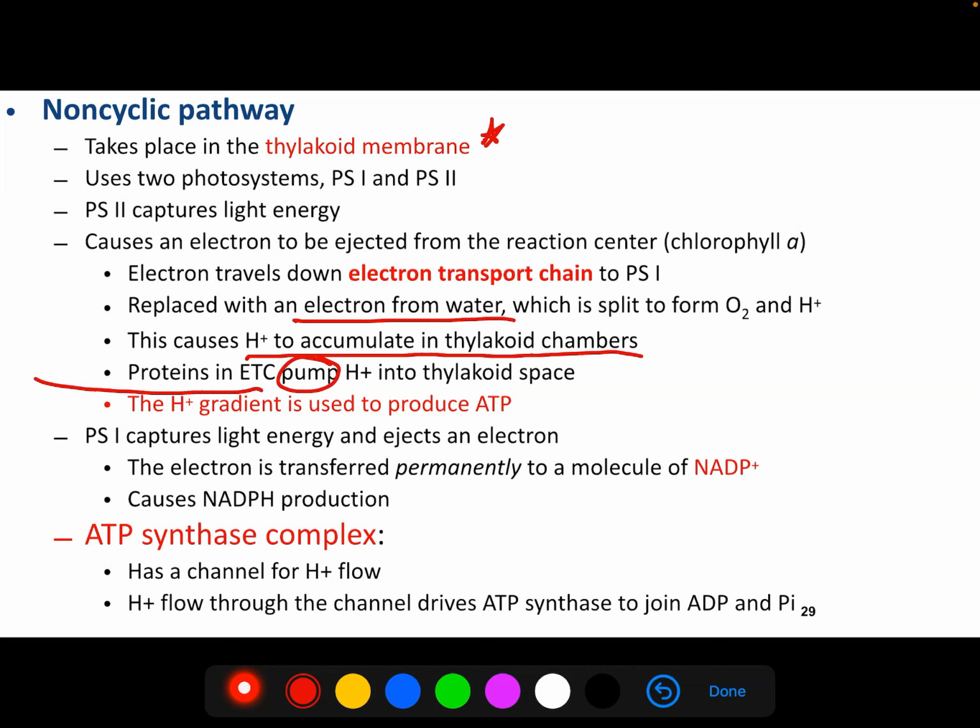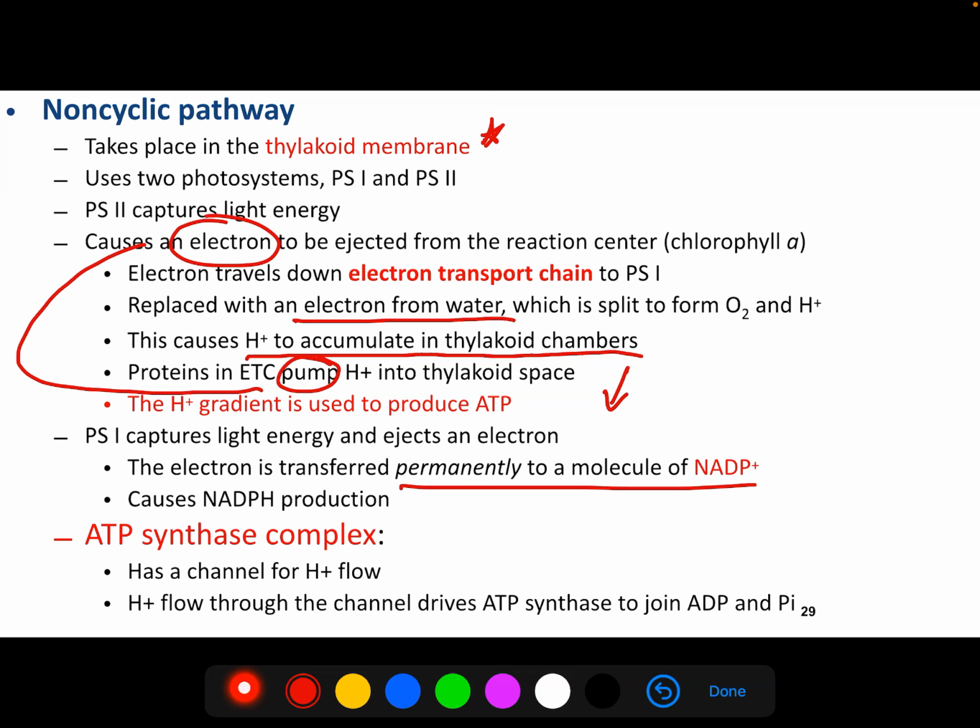Where is this energy found to pump something? In the energized electron. And the hydrogen ion gradient is used to produce ATP, right? Because it's going downhill through the enzyme ATP synthase. PS1 captures light energy and ejects an electron. The electron is transferred permanently to a molecule of NADP+, causing NADPH production.